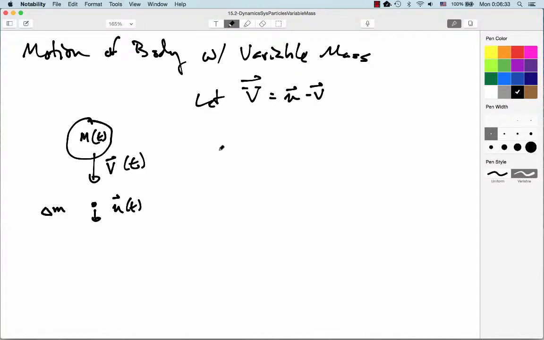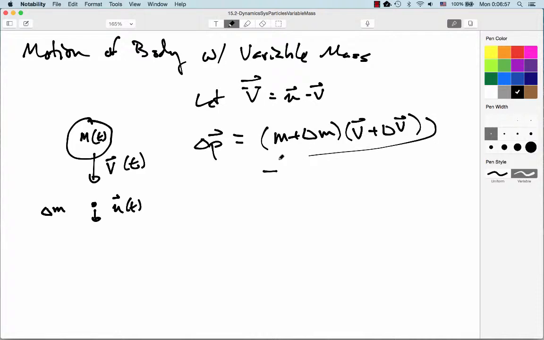So we'll go ahead and look at their collision. The change in momentum will be, well, afterwards it's going to be moving with mass m plus delta m, at velocity v plus delta v. That's the final. And the initial is m v plus delta m u.